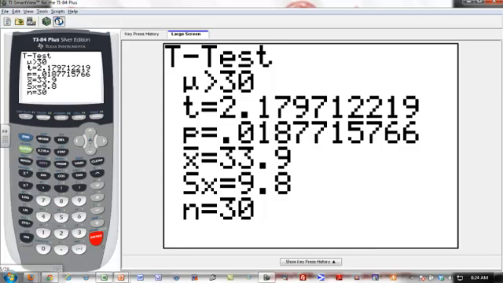There's sufficient evidence to suggest, or what do I have written down in the mantra? We believe that the true mean lifespan of these AAA batteries is indeed greater than 30. Sample size matters. And that's why to increase the power, we can increase the sample size.